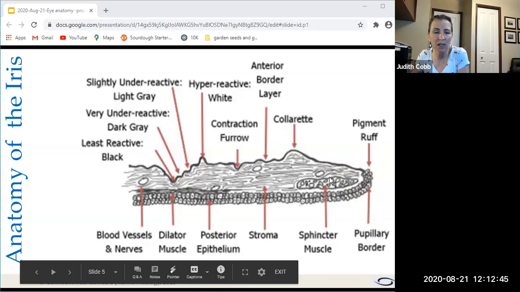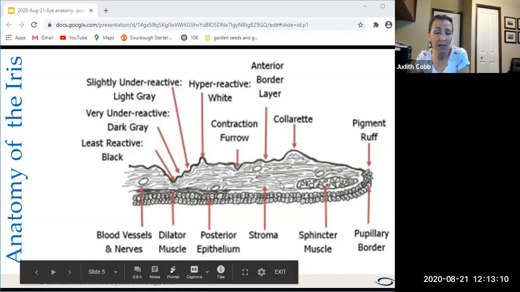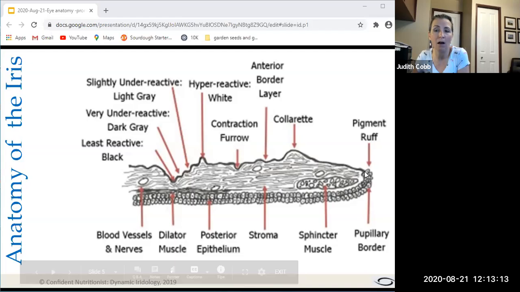The sphincter muscle is a muscle that wraps around, and we're going to look at some images that show that. And you can actually see where the sphincter muscle is positioned in many lymphatic eyes and many biliary eyes. And this is the dilator muscle. So the dilator muscle is the one that is responsible for opening up the aperture of the pupil, because when these muscles contract, it pulls on this inner edge. When these muscles in the sphincter contract, remember the sphincter muscle goes around and around the pupil, it closes down the pupil.